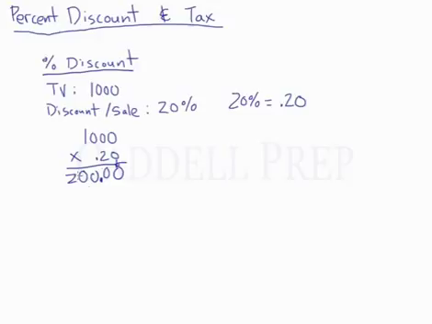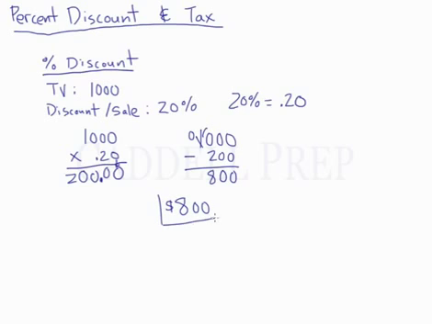Okay, that's the discount we're getting. That's what we're going to take off of the price. So if the TV was originally $1,000, the new price or the sale price is going to be $1,000 minus the $200. So the price is on sale for $800.